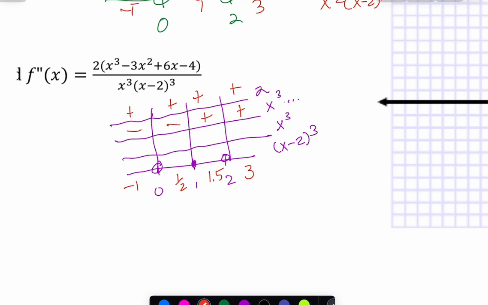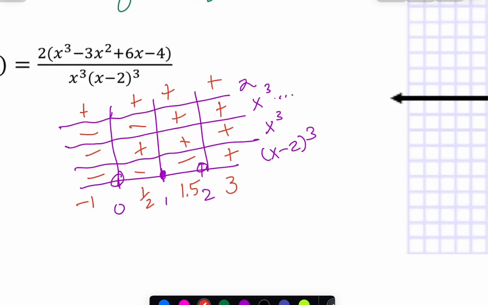Okay, now let's do x cubed. If you cube a negative, it's going to stay negative. If you cube positives, it's going to stay positive. So that looks like that. Okay, now let's do the final quantity, x minus 2 cubed. If you plug in -1, you get -3. If you cube a negative, it's going to stay negative. If you plug in 1/2, you get -1.5. When you cube that, it's going to stay negative. 1.5 minus 2 is also negative, but when you cube it, it's going to stay negative. And then 3 minus 2 is finally our positive. When we cube it, it's going to stay a positive. Okay.